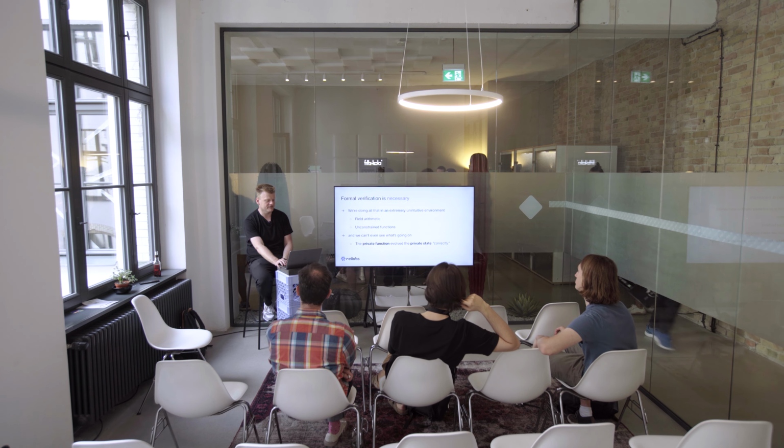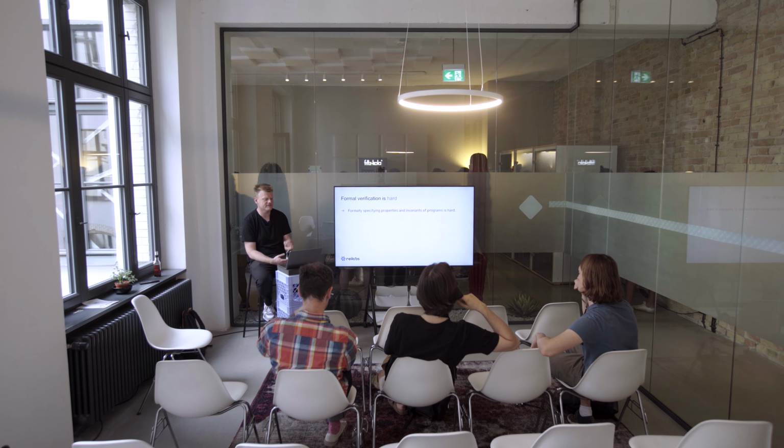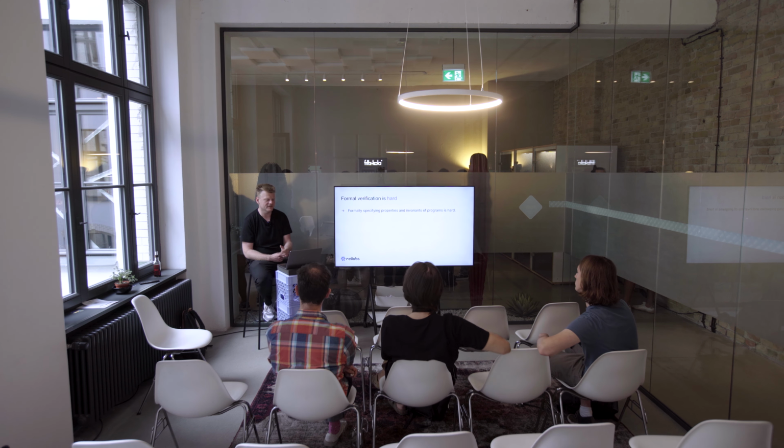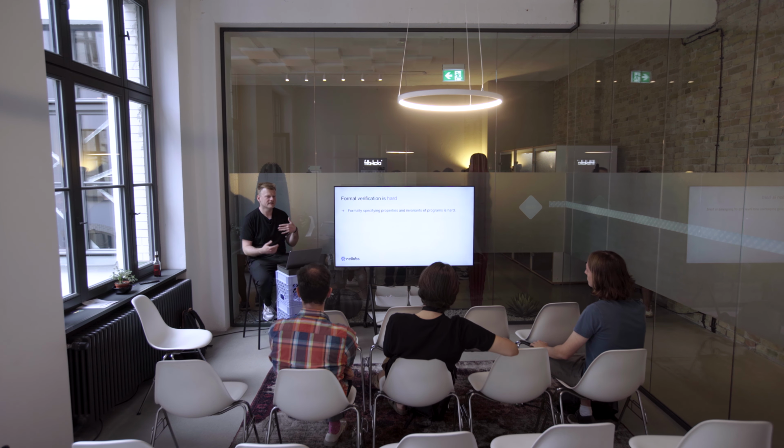So with that in mind, I think that formal verification is a necessity here. But at the same time, it's very, very difficult to pull off. First of all, even specifying the properties and the invariants of programs is difficult. If you ask a random developer that is writing Noir code about invariants, there are chances that they don't even know what an invariant is. And even if they know what an invariant is, how do you get them to actually be good at specifying those invariants?